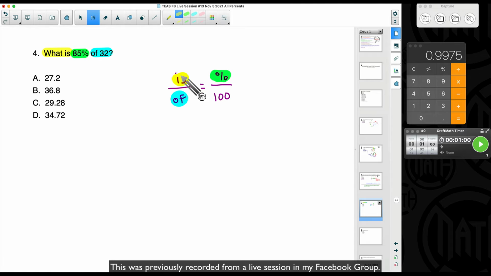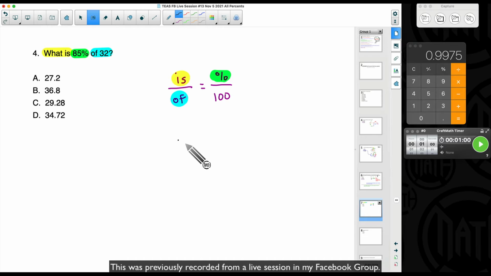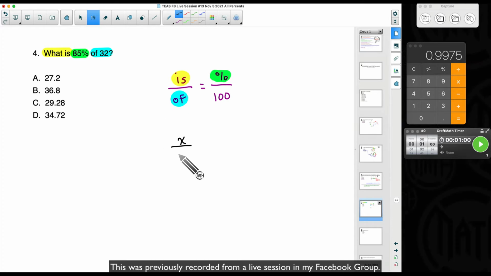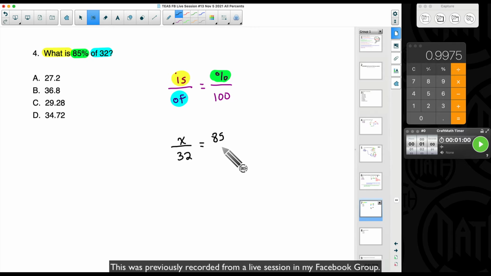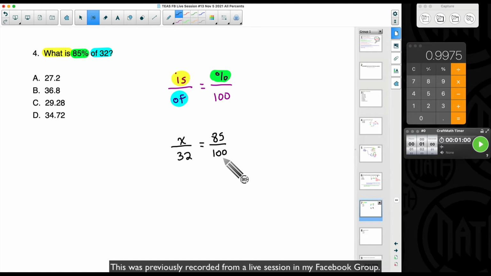The word what is where we can put our variable. So watch this proportion I'm going to create here. We're trying to figure out the is part. What is? I'm going to put X over the of 32 equals our percentage, 85. And when you use this formula, you don't convert it to a decimal. You don't put the percent symbol down. You just put 85 over 100 because, folks, 85 over 100 is 85%.